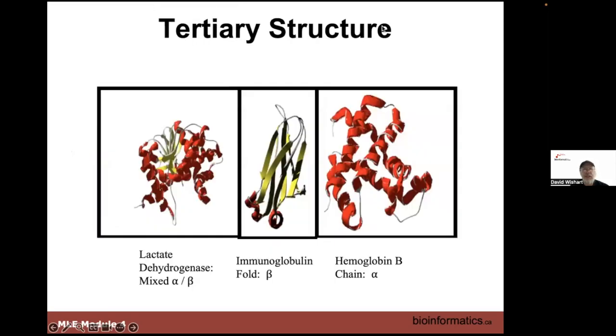Of course, the tertiary structure is how these secondary structures assemble. You can have proteins that are mostly helical rich. That's called an alpha folding domain. Others that are primarily beta, they belong to the beta folding family. And then there's others that are mixed. Many of these mixed alpha helix beta sheet structures are found in enzymes.